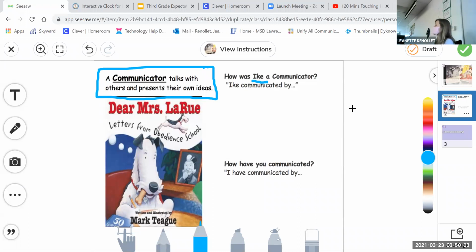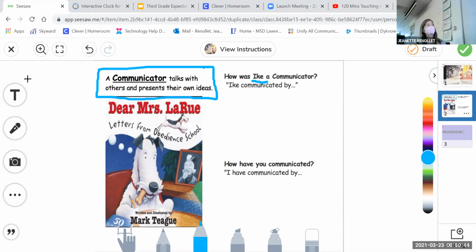He chose to write letters to talk about his ideas. Nick. He decided to use his words to talk to people. Day. At the end, how did that help him be a communicator? How did he talk with others? So he was talking to the owner, right?